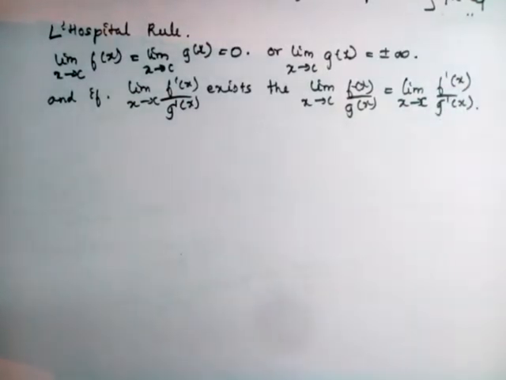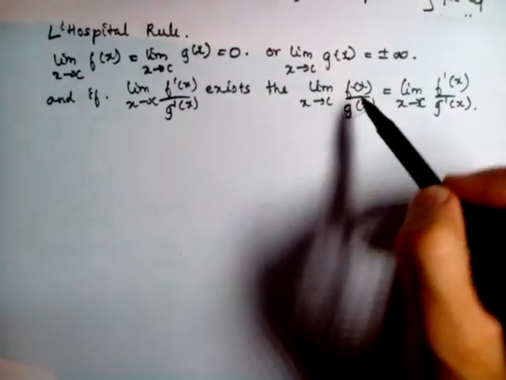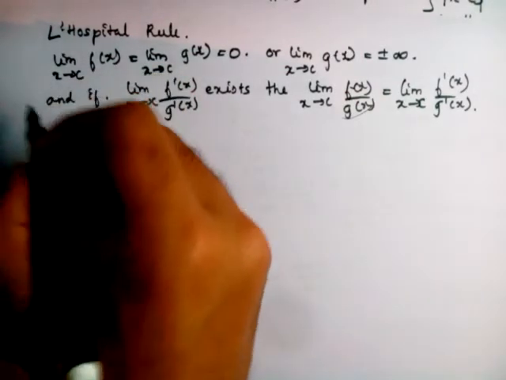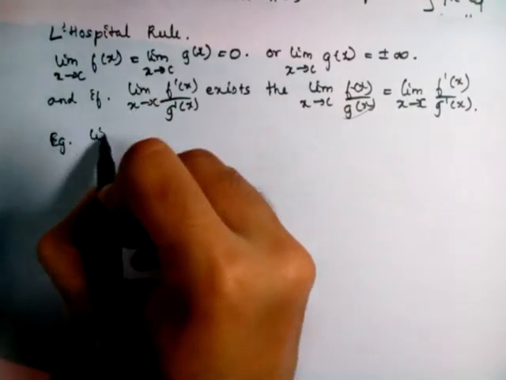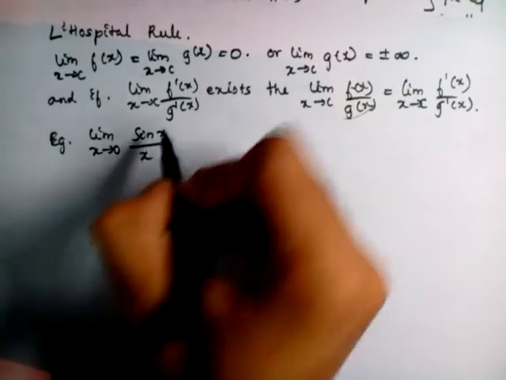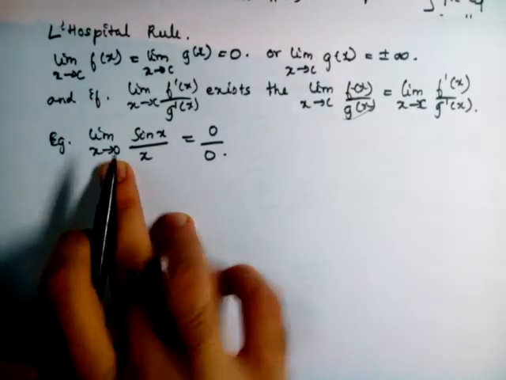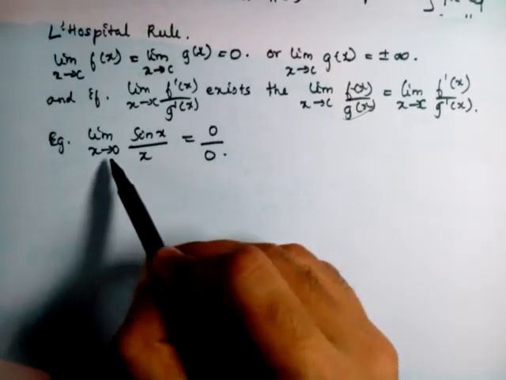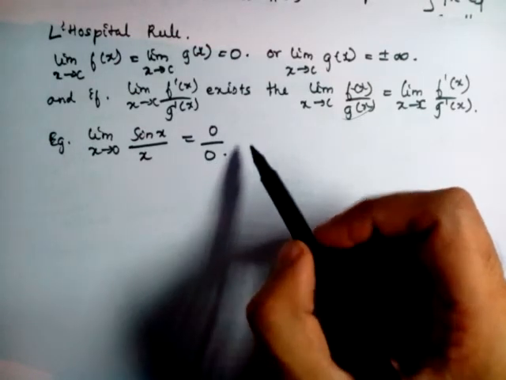What f dash of x and g dash of x means is the differentiation of f of x and g of x. So if there is a problem, let's take the same example that we took earlier. That's limit of x tends to 0 sine of x divided by x. So this is 0 by 0. Like I said earlier, if you substitute x as 0, sine of 0 is 0, x is 0. So 0 by 0 is undefined.